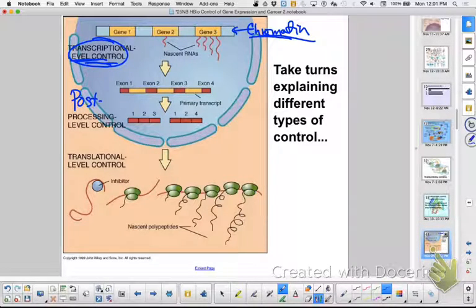What kind of post-transcriptional things do we do? Cap, tail, cut out introns, leave the nucleus. Good. Translational control is all about hooking up with a ribosome and making a protein. Post-translational control is about folding or activating. Okay? So know that when you answer these questions.